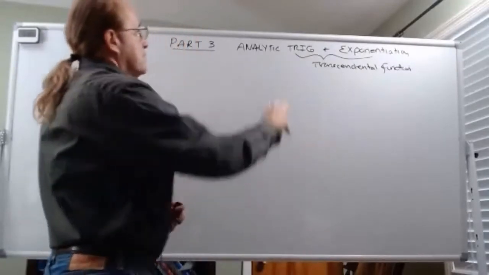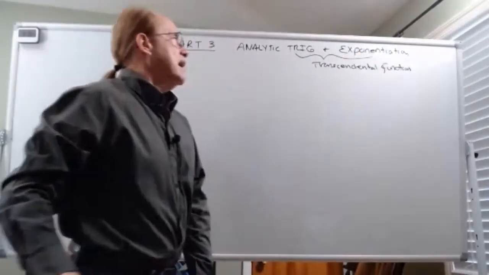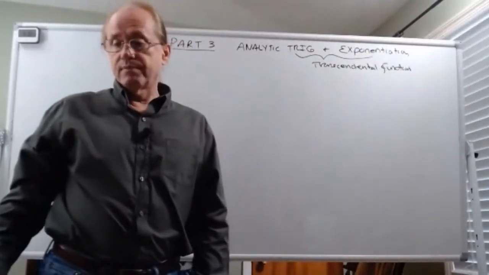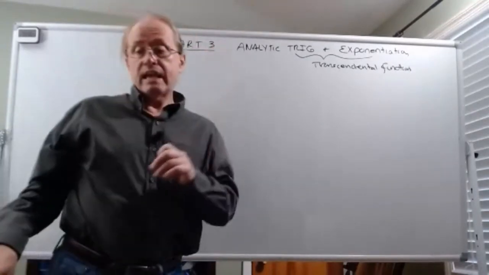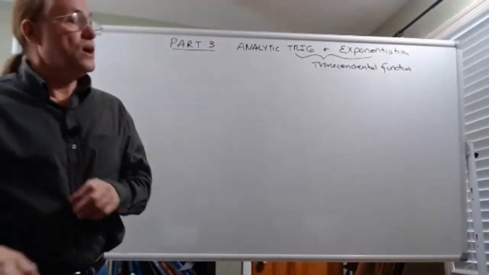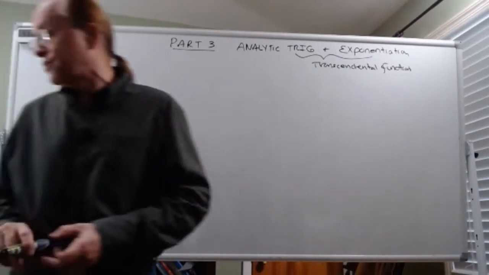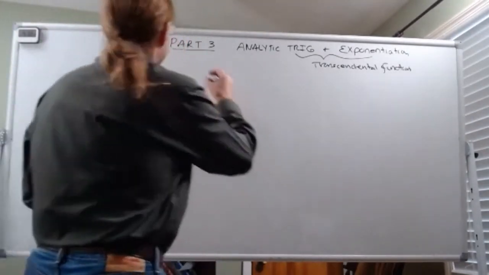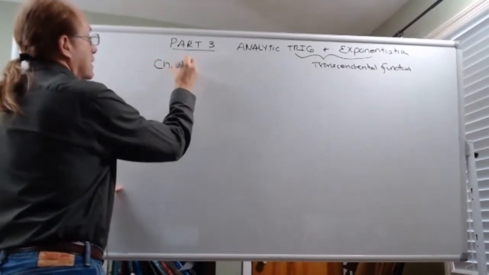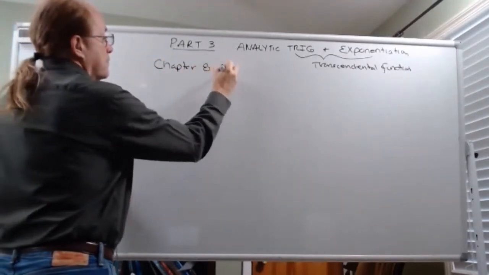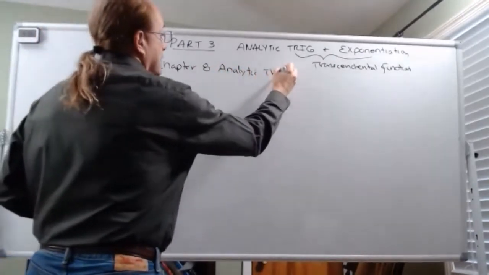And there are 2 chapters. Chapter 8 in here is analytic trig, and chapter 9 is analytic exponentials and logarithms. So that's what we'll do, each of those. And then after we complete chapter 8 and 9, we'll take our 3rd test. Okay, so let's start introducing this idea of analytic trigonometry. So let's start with that, chapter 8. Analytic trig over here.